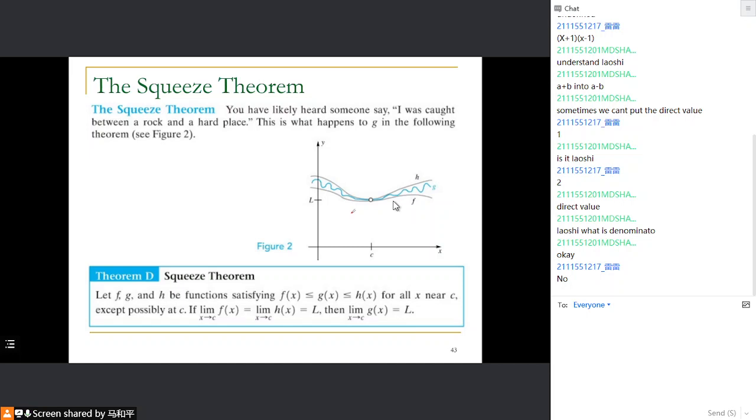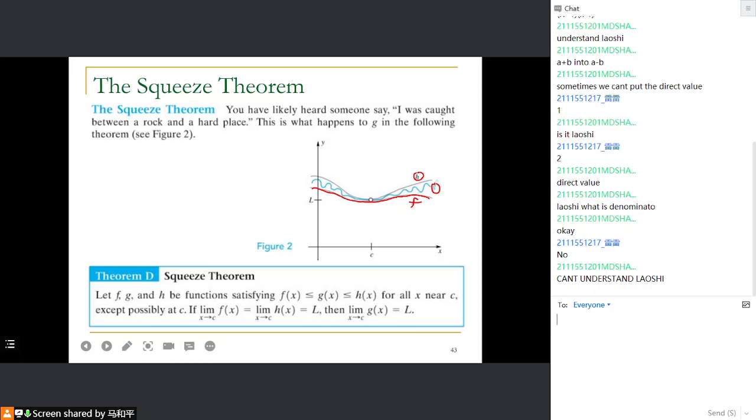Here, what is this G? This is the graph, the curve, the lower curve. This curve is F, and the upper one is H, and the middle part is G. So we say G was caught between a rock and a hard place. This is the squeeze theorem. This means we have three functions, F, G, and H.